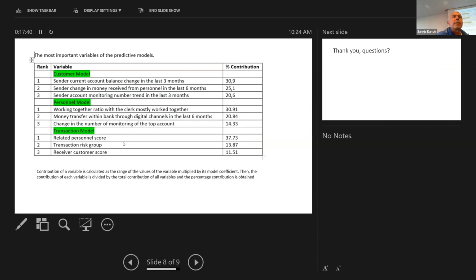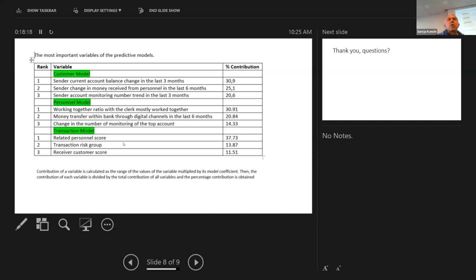Actually, we were not allowed to include any specific information about the model and model equations. But we made an analysis, and I can say that the most important variables in the three models can be shown like this. For example, in the customer model, the sender customer sending the money, sender current account balance change in the last 3 months was the most important variable.